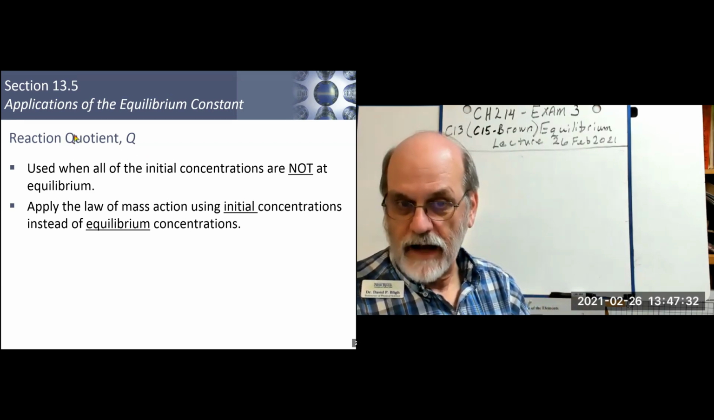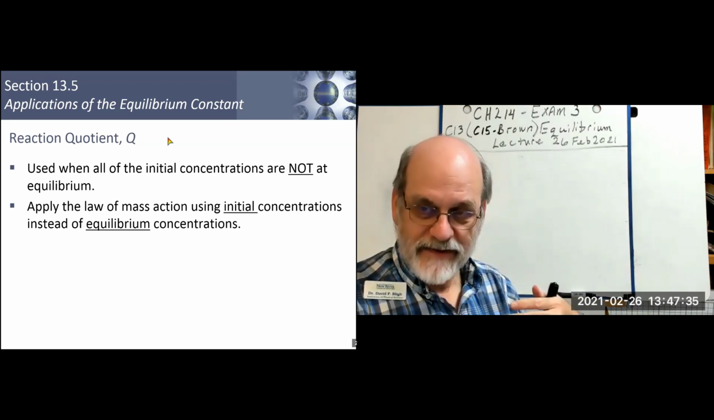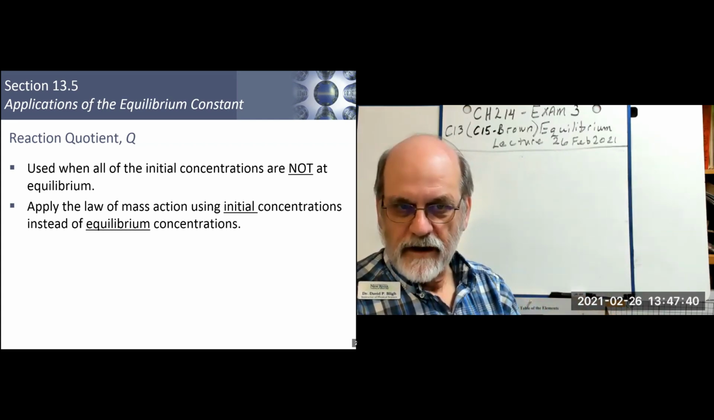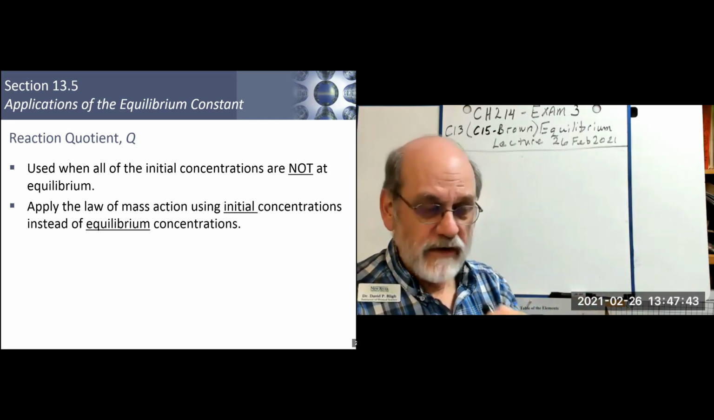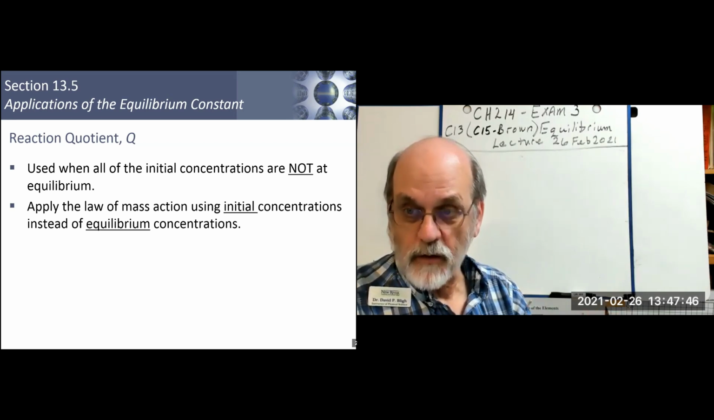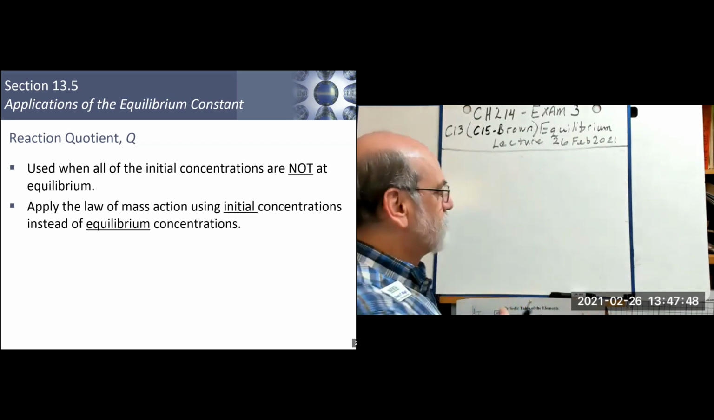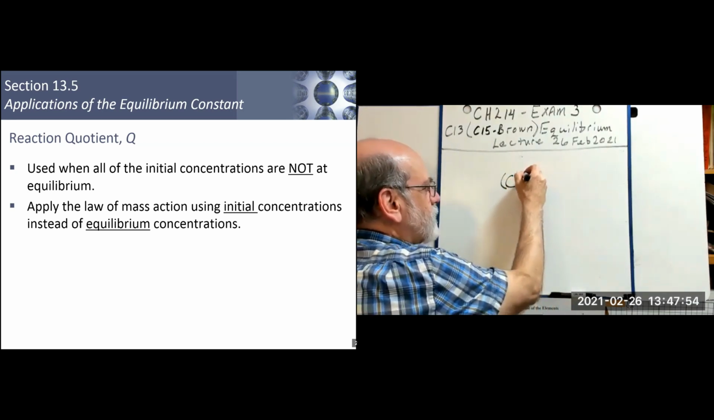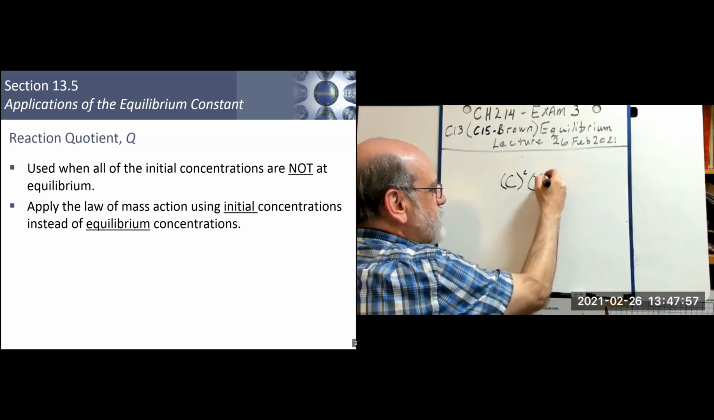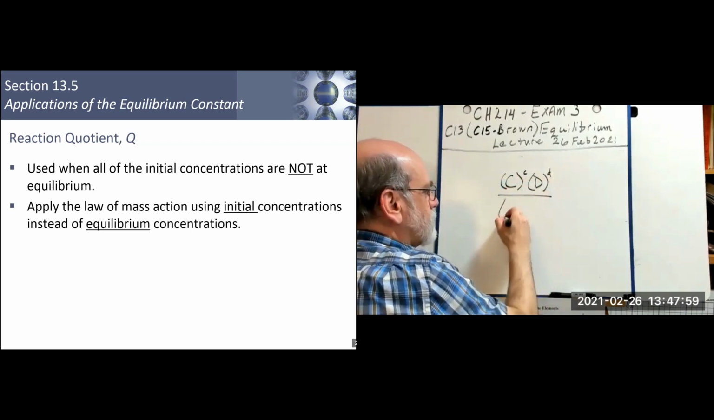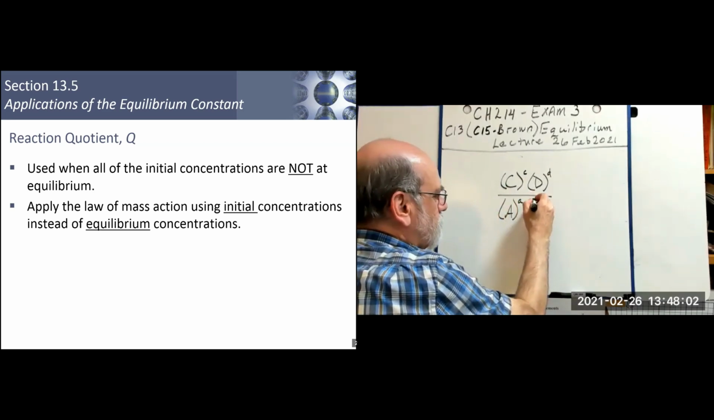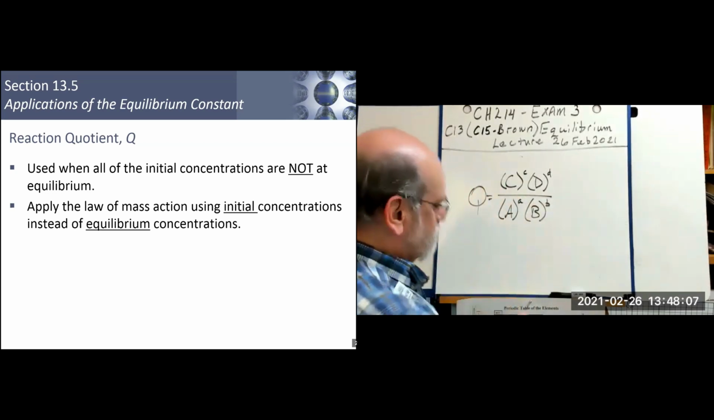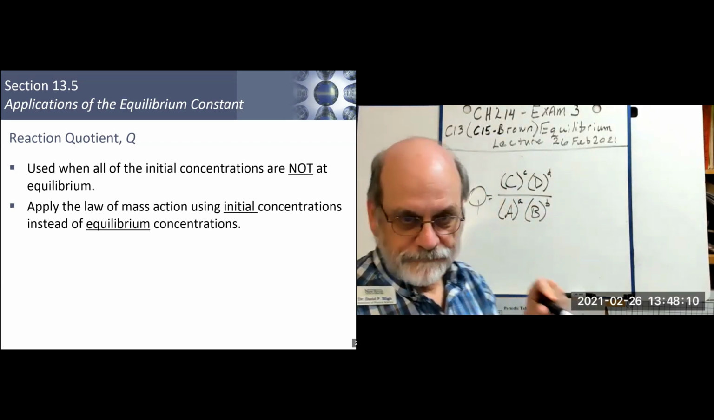And that makes sense, right? Because the law of mass action is a quotient. Products over reactants. So we calculate this Q value using the same expression as the equilibrium, only now we put everything in parentheses instead of square brackets. Okay, that's our Q value.